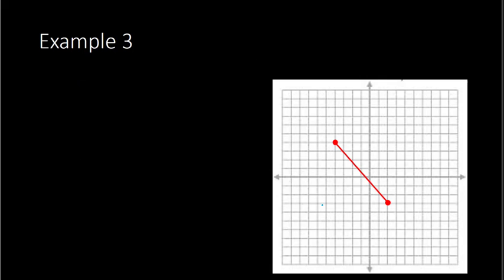Example 3, now we are dealing with graphs. And the question here is, what is the domain and range of the relation? So it's going to be helpful to determine what my beginning and end points are.